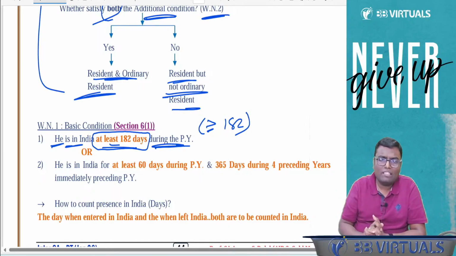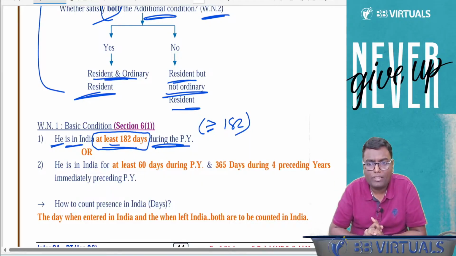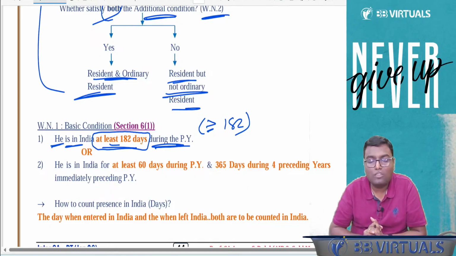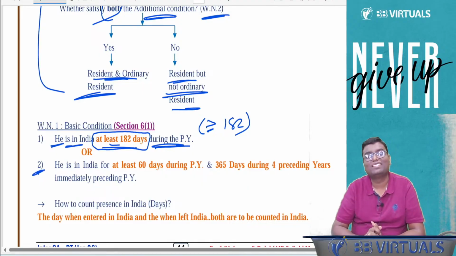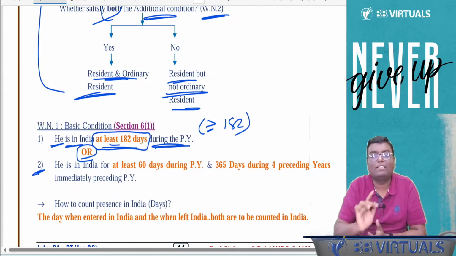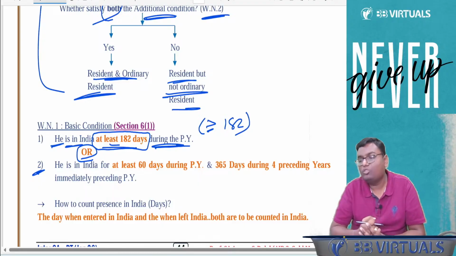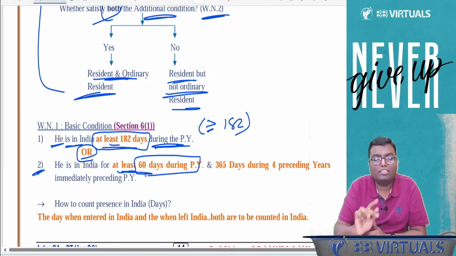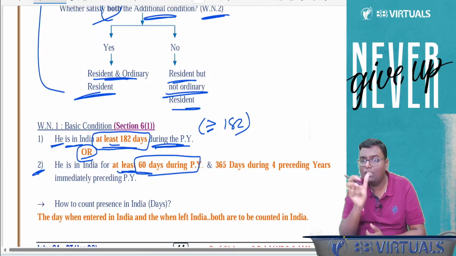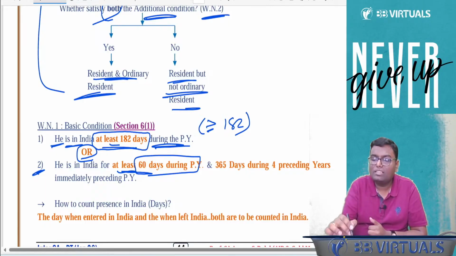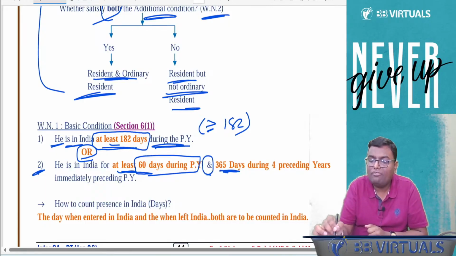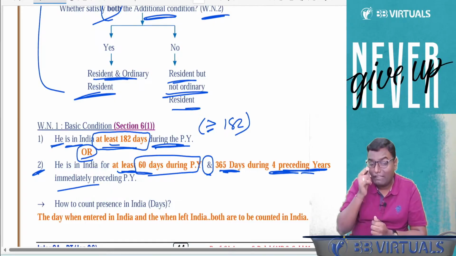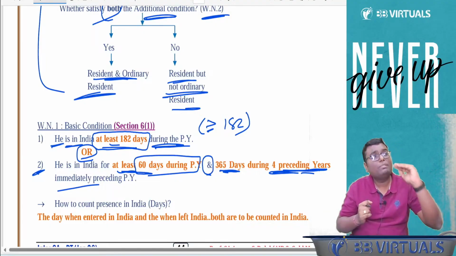If I fulfill the 182 days condition, I don't need to see anything else. But what if I don't fulfill the 182 days condition? Then don't lose hope. You have the second condition, because you have to satisfy any one of them. Now, what is the second condition over here? You should be in India for at least 60 days during the year. But here there is a dual condition: 60 days during the year and 365 days during the 4 preceding previous years.